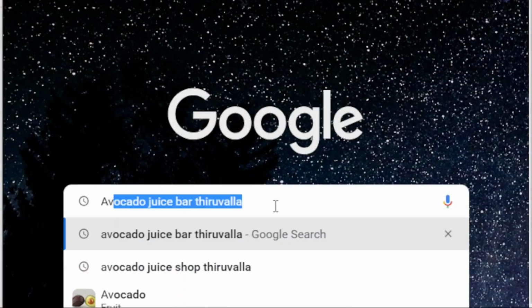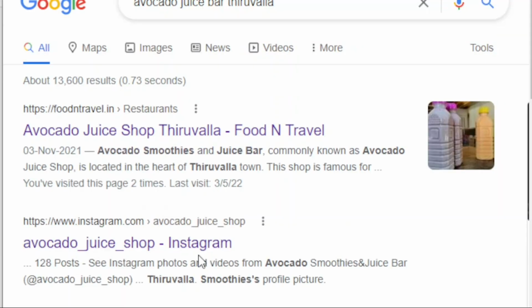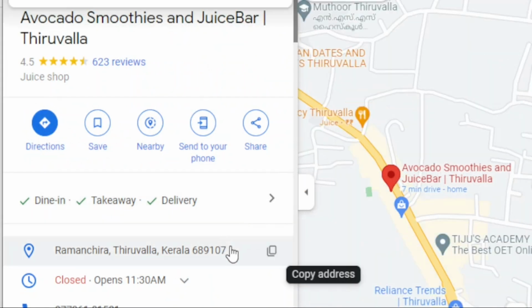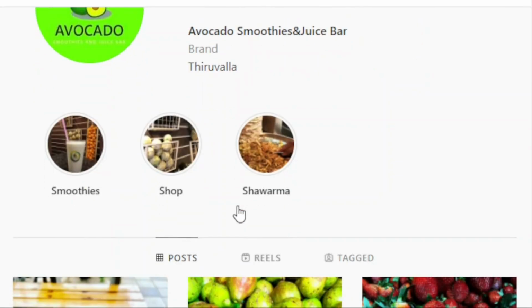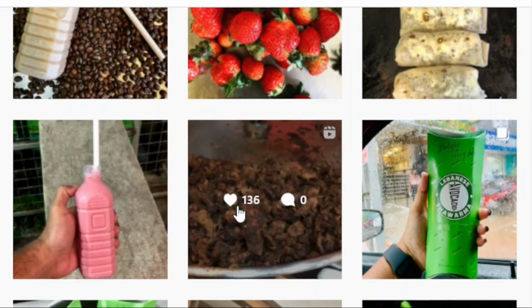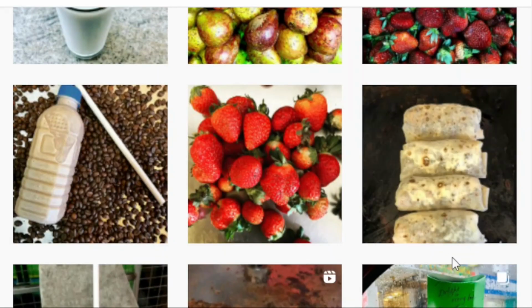Actually, you can find it on Google. You just have to type Avocado Juice Bar Tiruvalla here, and you'll get a bunch of results. You can also find them on Google Maps. If you ever happen to pass by, you should definitely try it out. They also have an Instagram page, where you can see the pictures of their products.